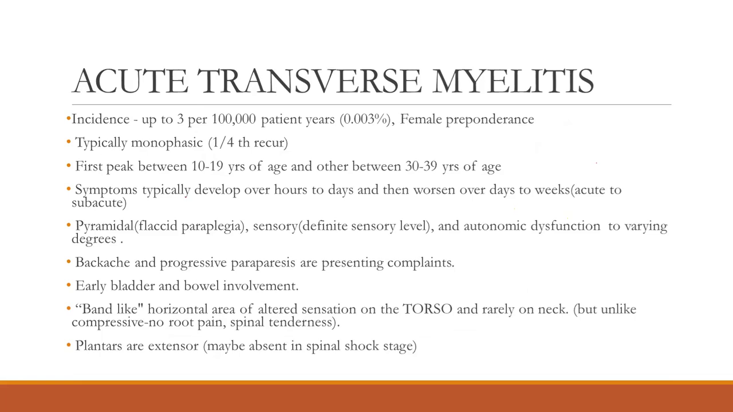Acute transverse myelitis, or ATM, is usually female preponderant, with biphasic peaks, initially seen sometimes in 10 to 19 years of age and then usually after 30 years of age. There are pyramidal symptoms along with a definite sensory level, with some cases of autonomic dysfunction, backache and progressive paraparesis, usually up to 4 weeks is the time frame that is considered, and a band-like horizontal area of altered sensation on the torso and sometimes in the neck, with plantars usually bilateral extensors.